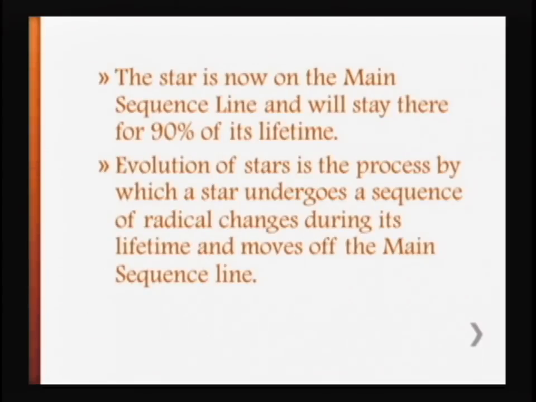Once that protostar has settled down into a star, it's going to be on that main sequence line. Remember the HR diagram? And as we've talked, it's going to stay there about 90% of its lifetime. And then we're going to look at the evolution of these stars, and that evolution is just the process by which that star is going to go through a sequence of radical changes during the rest of its lifetime as it moves off the main sequence line. And once it moves off the main sequence line, guys, it's no longer converting hydrogen into helium.